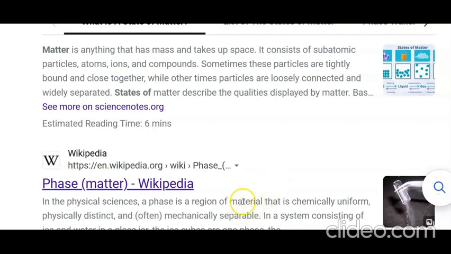Of course, material, everything is basically material, when you think about it. Everything is material.